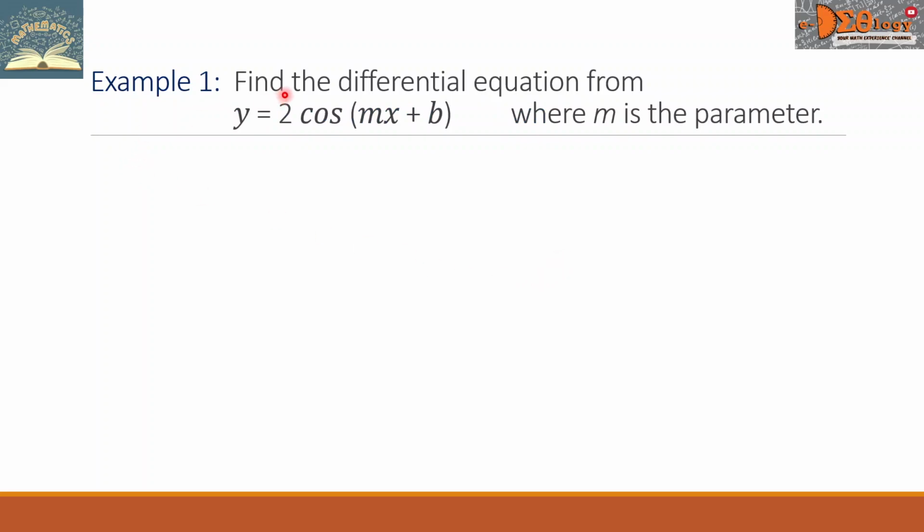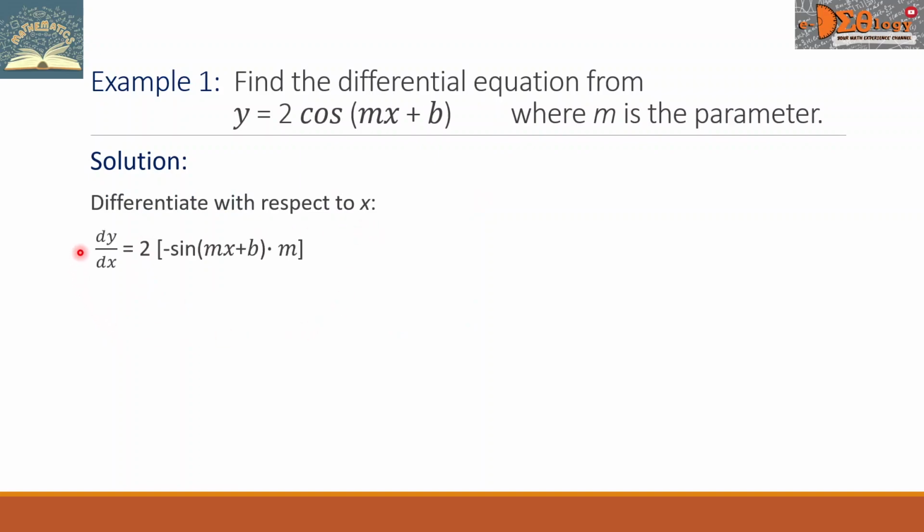Example 1. Find the differential equation from y equals 2 cosine of the quantity mx plus b, where m is the parameter. We can see here that we have two constants. So we're going to differentiate this equation 2 times. Let us differentiate first time with respect to x.